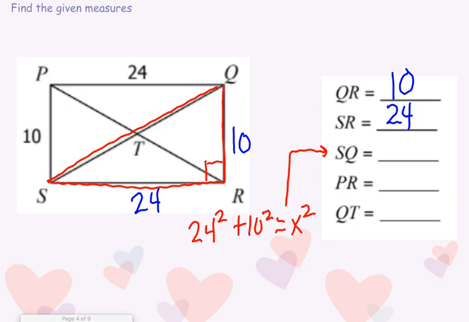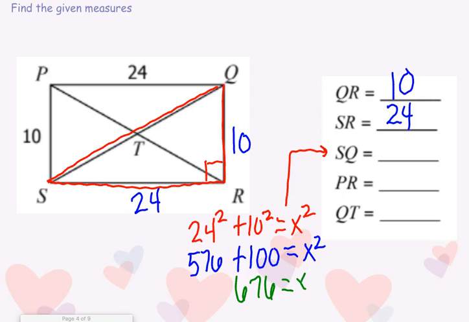Anyone 24 squared? Less than 625. I know. 576. Beautiful. Plus 100 equals x squared. So 676. And then that square root is 26. Ooh, I love when they're whole numbers. X equals 26. Sweet. So a little Pythagorean theorem never hurt anyone.